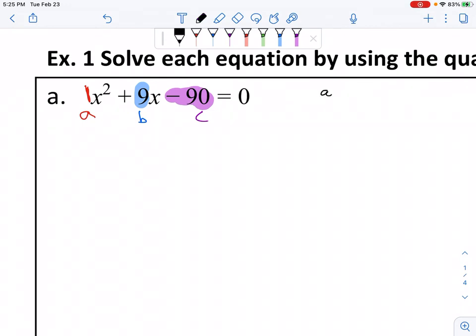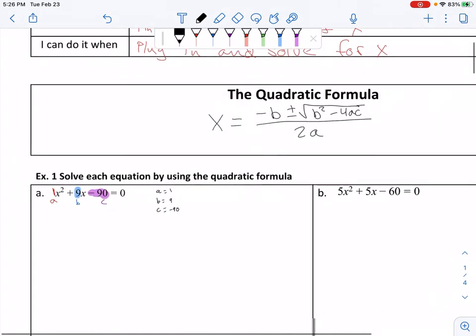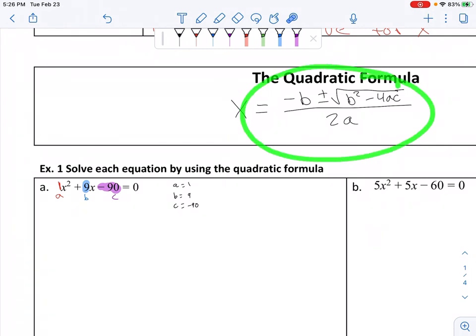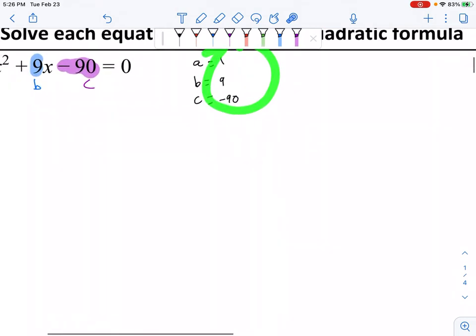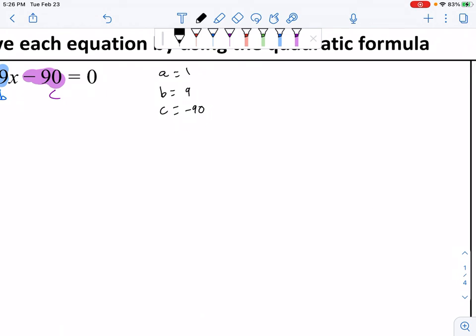And it may be helpful for you to initially write it off to the side here: 1, 9, negative 90. And now we are going to take the quadratic formula and simply replace a, b, and c with these values as we come across them. So you may want to write the quadratic formula again in the corner. The more you write it, the better you'll get at it. X equals negative b plus or minus the square root of b squared minus 4ac all over 2a.